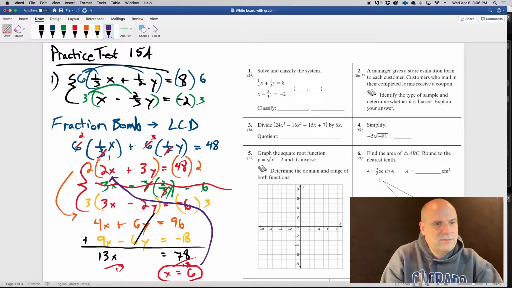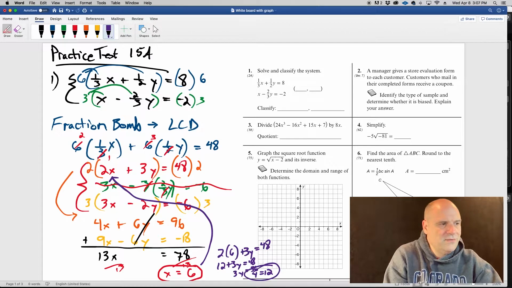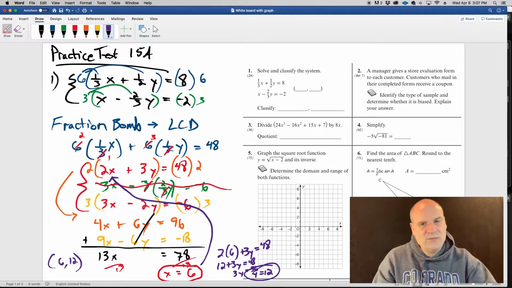Now if x equals 6, I'm going to have 2 times 6 plus 3y equals 48. So that's 12 plus 3y equals 48. 3y equals 36. y equals 12. So final answer: 6 and 12. And then we're going to classify it.